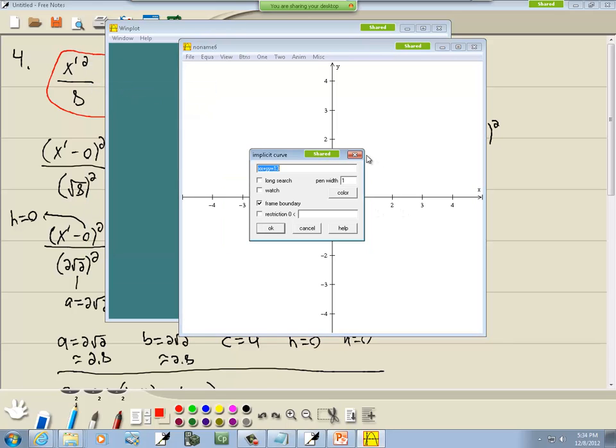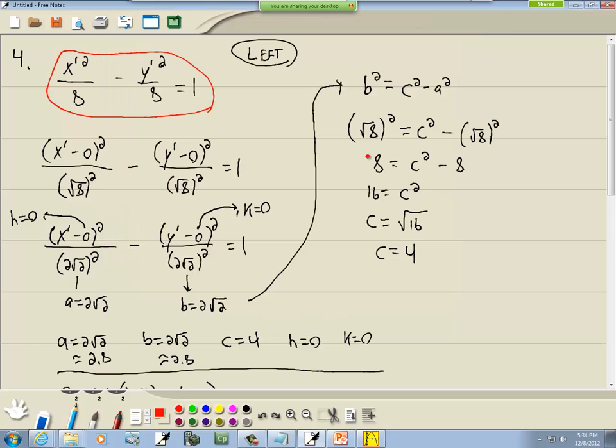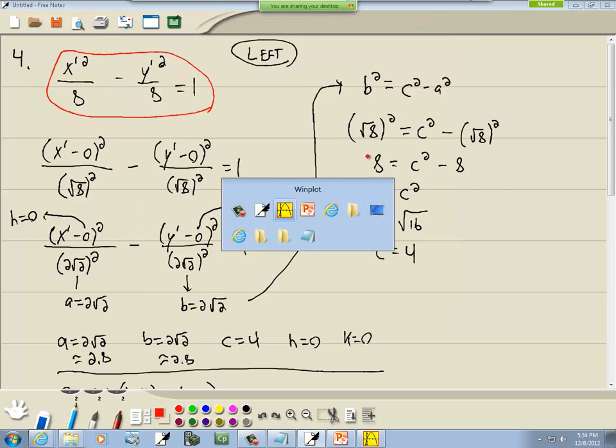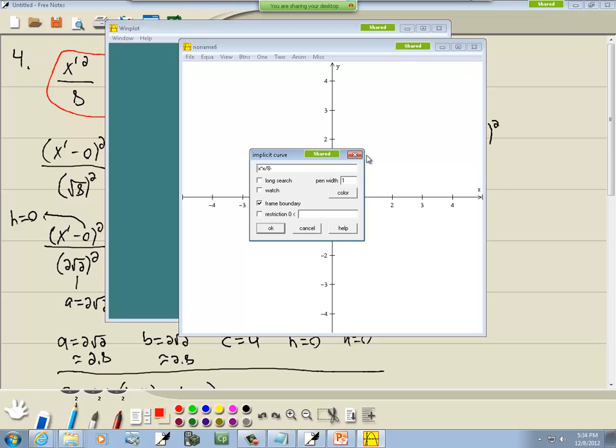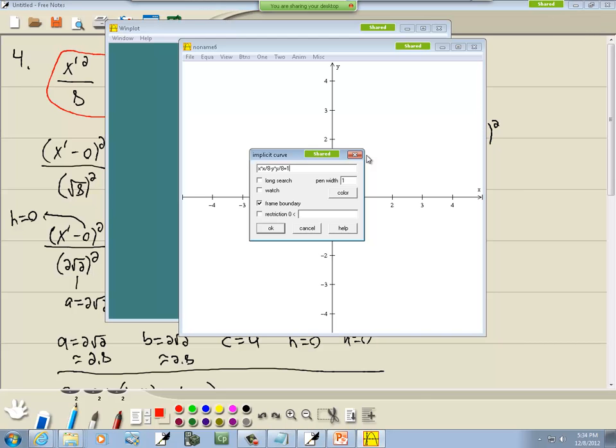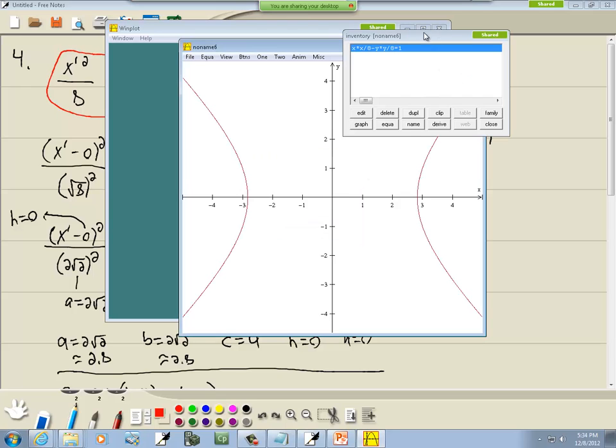And we had x squared over 8. So I'm not very good with this. I'm going to do x times x divided by 8 plus, was it plus or minus? Minus. Okay, I lie. Minus y times y divided by 8 equals 1. Okay, we got that right there.